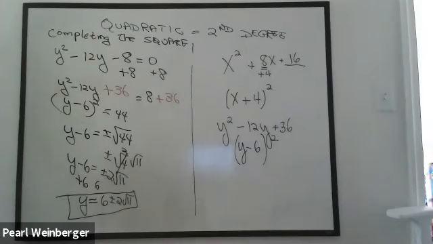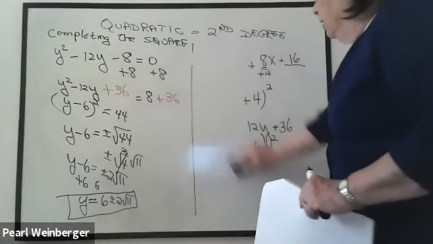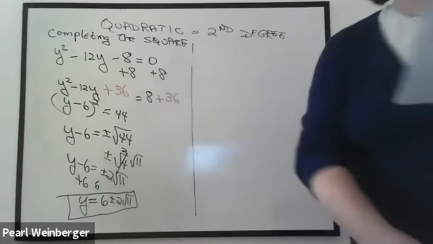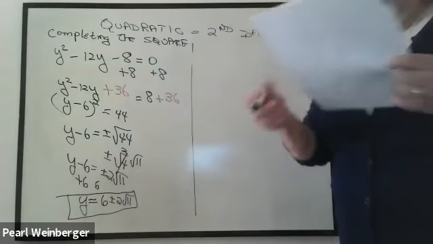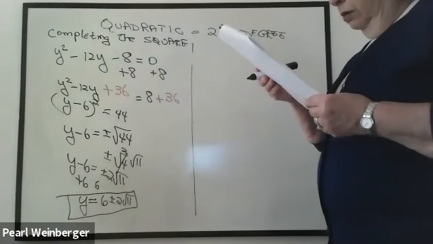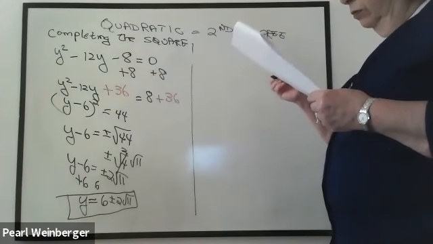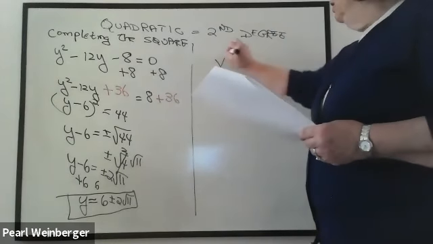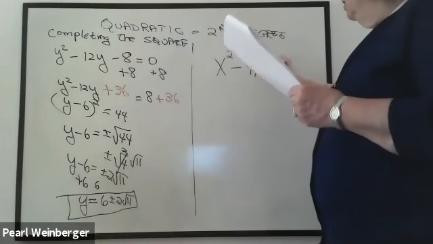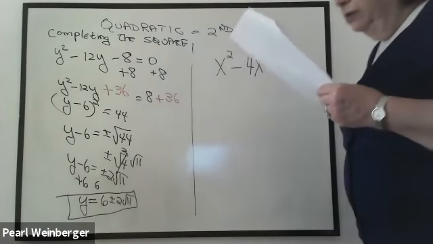And let me put a problem on the board. I'll leave this over here so you can use it as a model as to what you should do. x squared minus 4x equals negative 1. Okay, I want you to do completing the square on this.